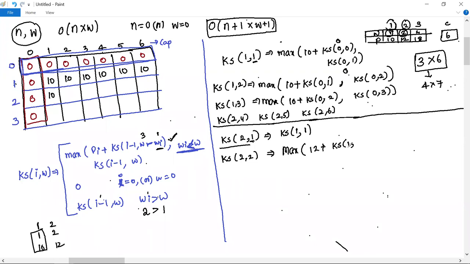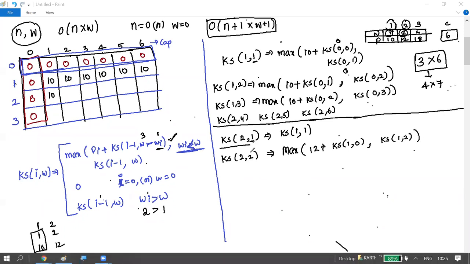Okay, we removed. And as I included the second object, capacity of 2 is taken. 2 minus 2 will be what? 0, comma, ks of 1, comma 2. What is the meaning of ks of 1, comma 2? One object is reduced, but weight is still.